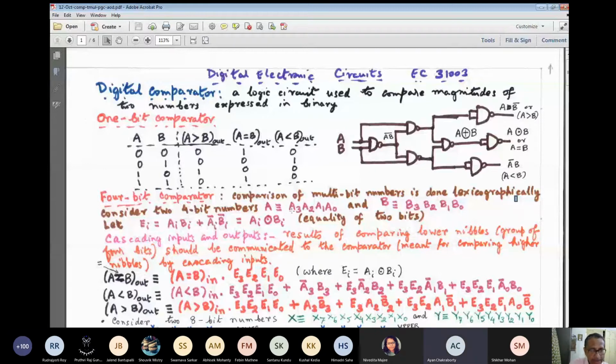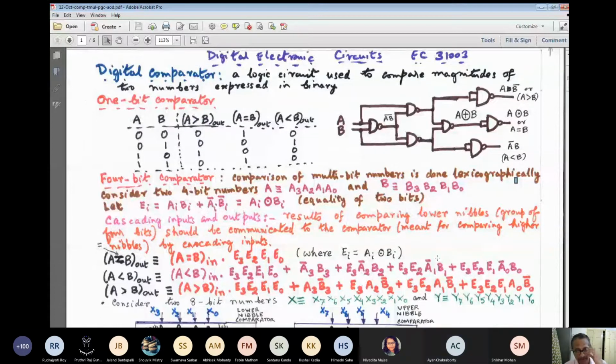Now, excuse me, sir. Yes, yes. Sir, why are we starting with the least significant bit? Because if we start with the most significant bit, wouldn't it be easier to see which number is greater than the other? Yeah, exactly. That is also possible.